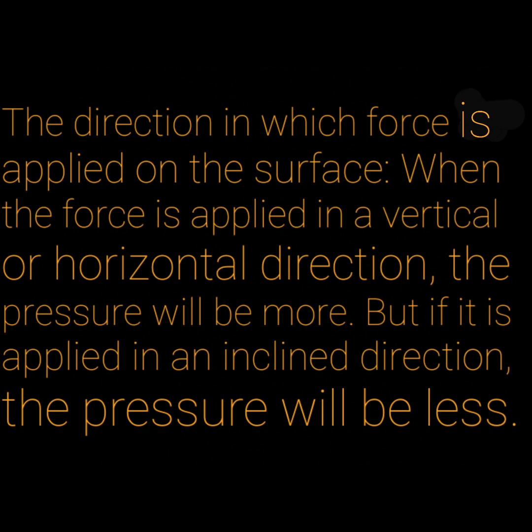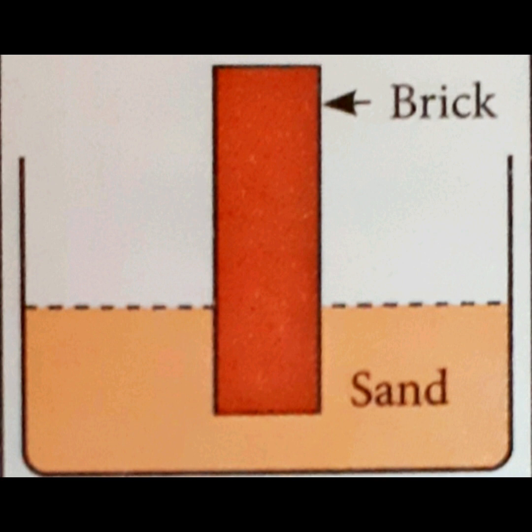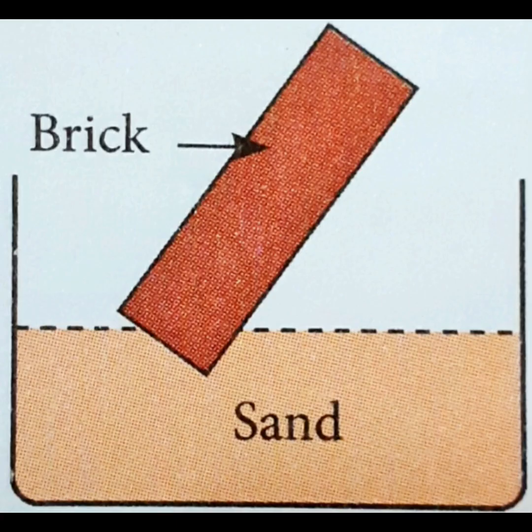Let us understand this factor with the help of an example. Case 1. Here, the brick is placed vertically in sand. So, the brick will leave a deeper impression on the sand. Case 2. Here, the brick is placed in an inclined position in the sand. So, the impression of the brick on the sand will be less deep as compared to the impression in case 1, as the pressure exerted by the brick due to the inclined position will be less.